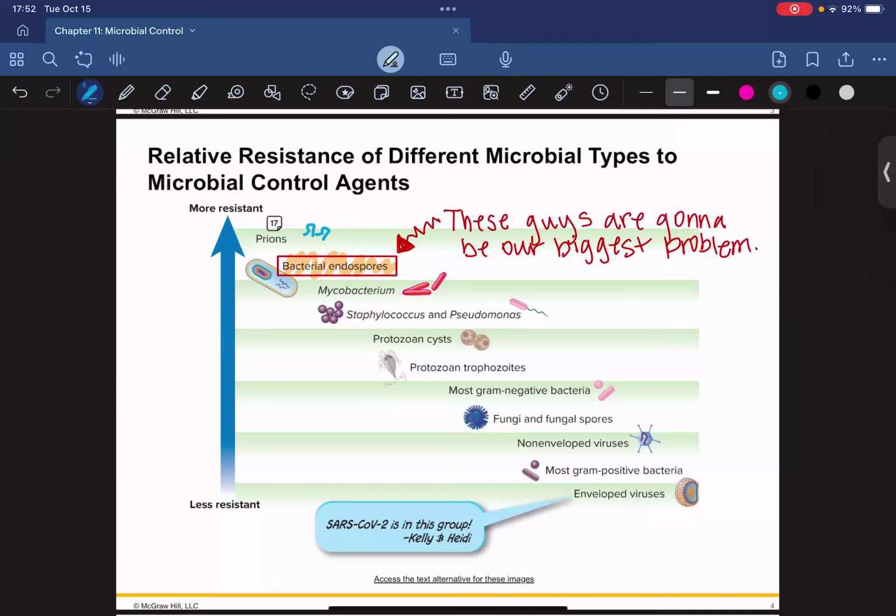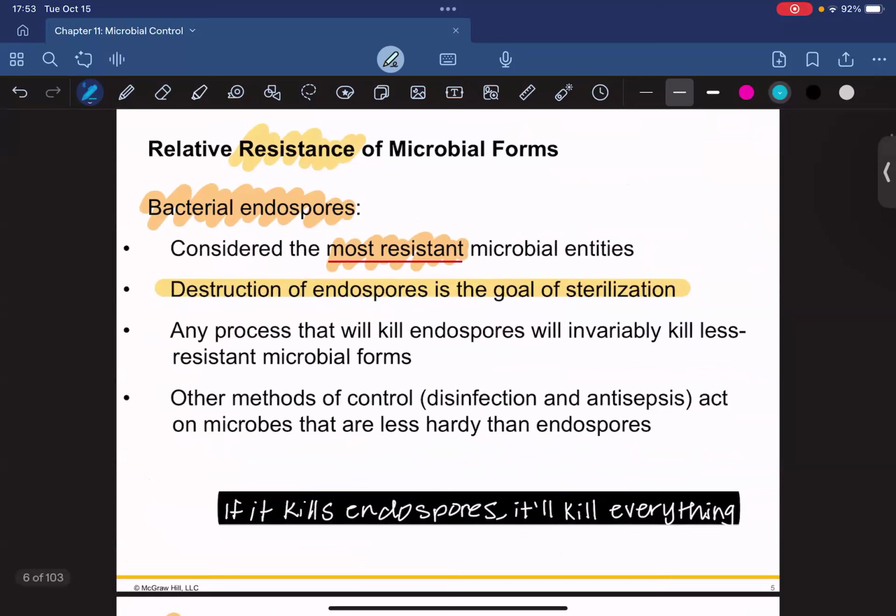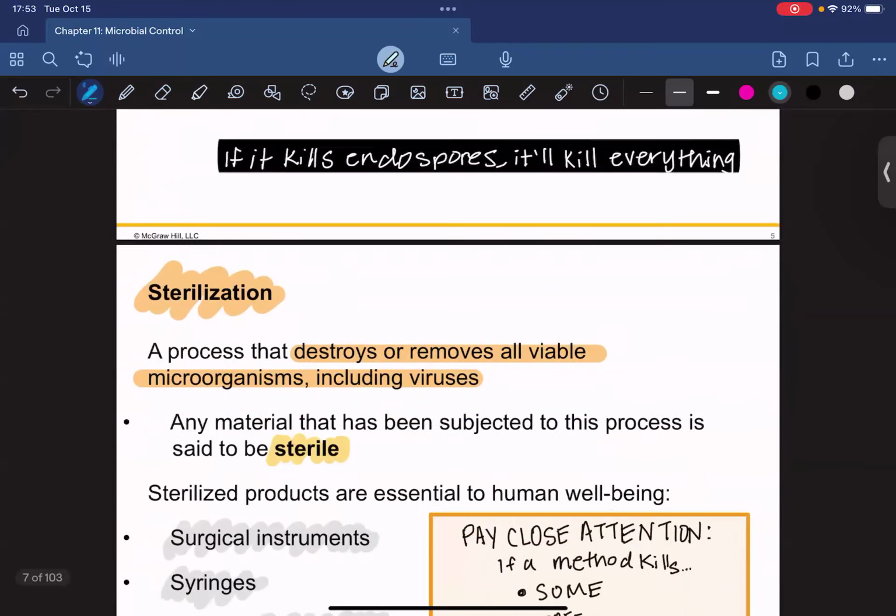So the most resistant, all the stuff that we are designing to clean things, is usually targeting the endospores. And that's what we would consider to be sterilization. If you get rid of the endospores, everything below it will die also. And you guys remember, those are the hardy, dormant ones that are meant to survive harsh conditions. Like I said, bacterial endospores are the most resistant, and the goal for sterilization is to get rid of them. We just don't see prions enough to care about it. So if we kill endospores, it'll kill everything.